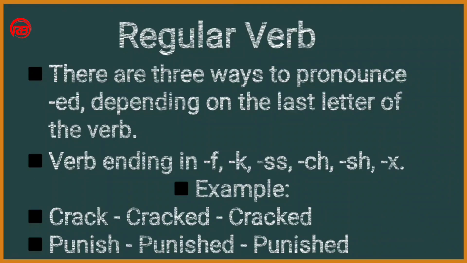And the next rule is, there are three ways to pronounce ED depending on the last letter of the verb. For verbs ending in F, K, S, CH, SH and X, we have to add ED to the verb. For example, crack, cracked, punish, punished. Likewise, we have to add ED to the verb.